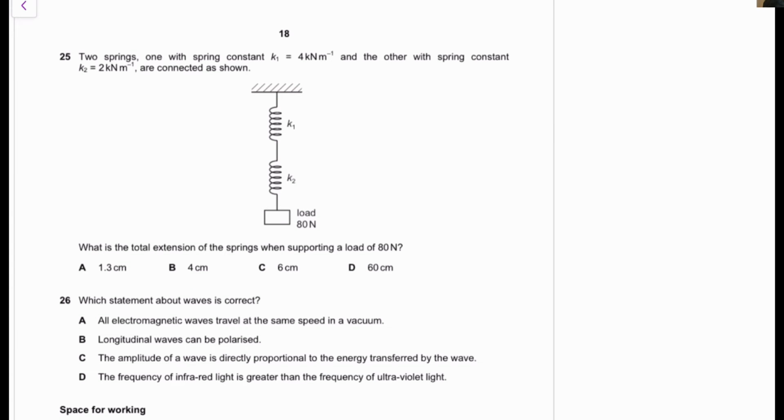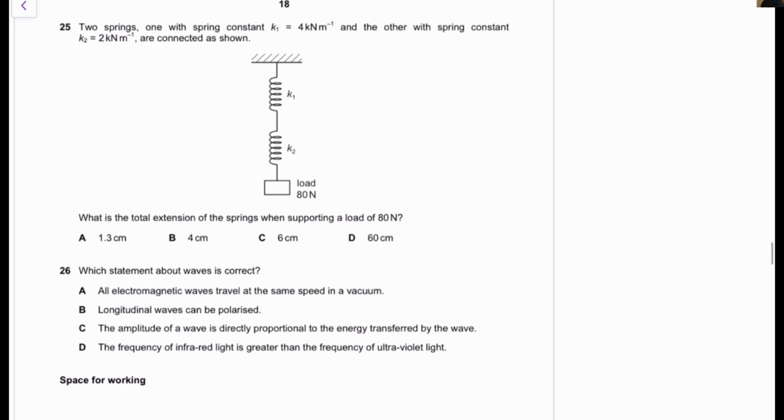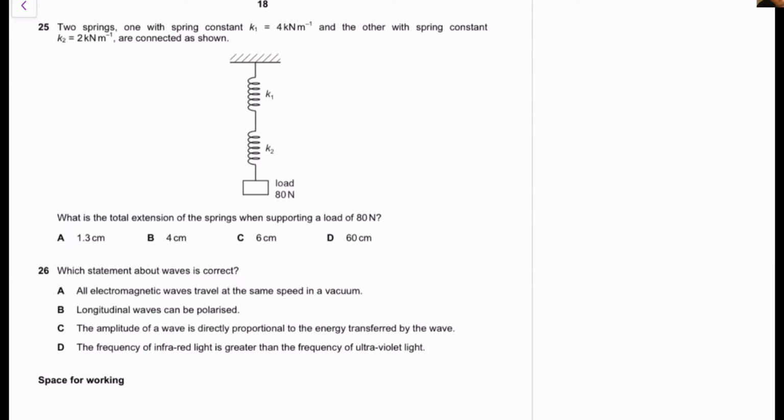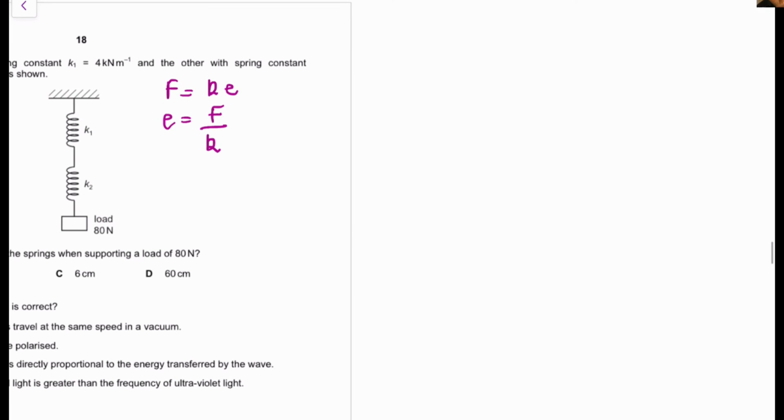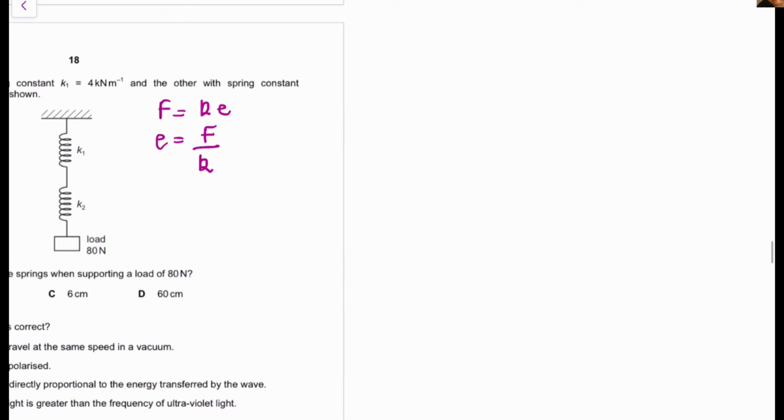We've been given two springs, one with a spring constant k1, which is equivalent to 4, the other one with a spring constant k2, which is equivalent to 2. And we've been asked what is the total extension of the springs when supporting a load of 80 newtons. Okay, so you know that F is going to be equivalent to ke. So e is going to be F divided by the value of k. But these two things are in what we call series.